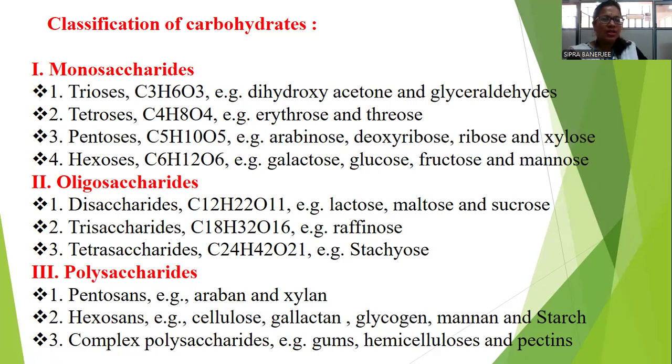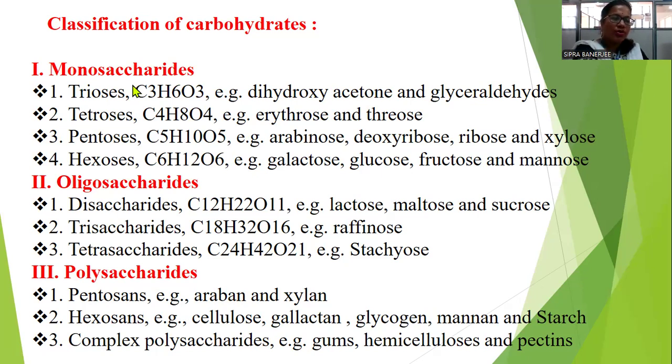Now coming to the polysaccharides, like pentosans, araban, xylan, hexosans like cellulose, galactan, and glycogen. These are the complex carbohydrates which are not metabolized, or they can be found in vegetables also, and they will be stored in adipose tissue and store the energy for future use. Another complex carbohydrates are gums, hemicellulose, pectin. Pectin, hemicellulose and gums are found in different plants, which are converted into more complex carbohydrates.